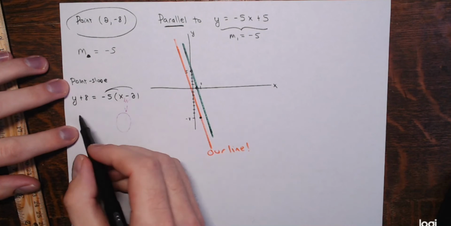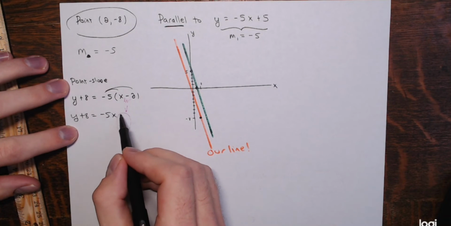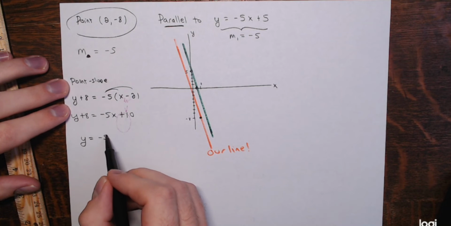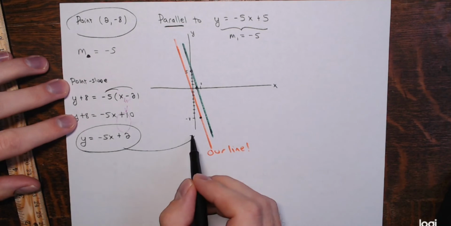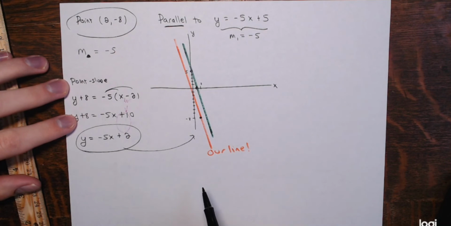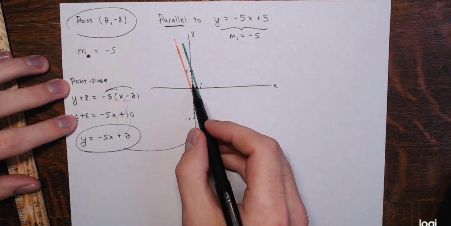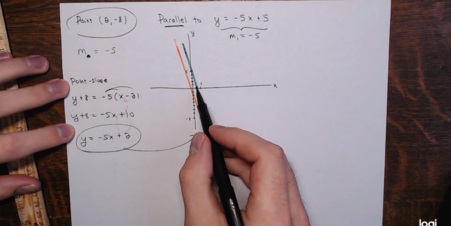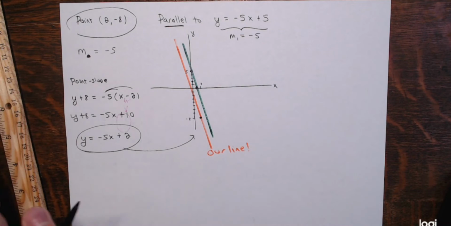We solve for y. Y plus 8 equals negative 5x plus 10, and then I would subtract 8. Y equals negative 5x plus 2. There's the equation of this orange line I drew. That means my drawing's pretty rough, actually, because it should be crossing the y-axis at 2. It looks like negative 2 almost, but let me show you a better picture of this.